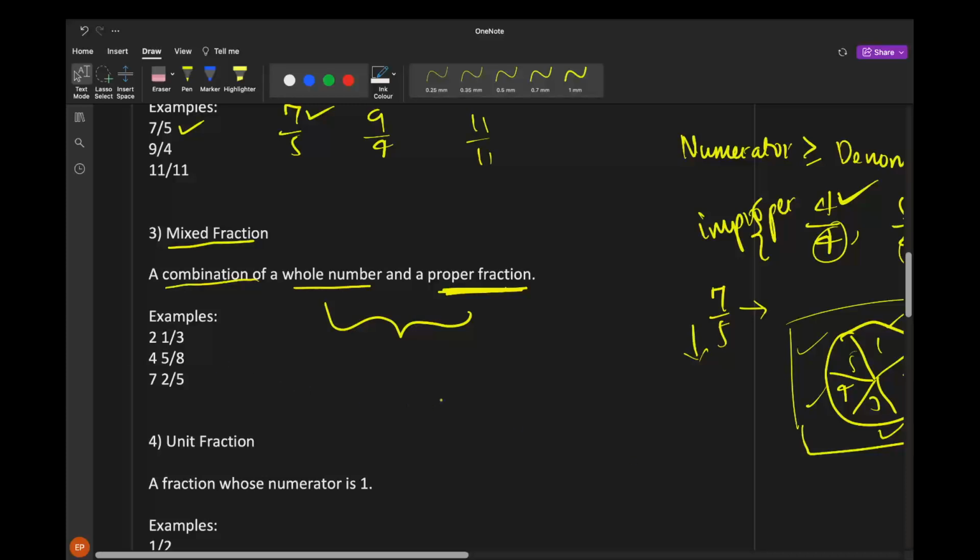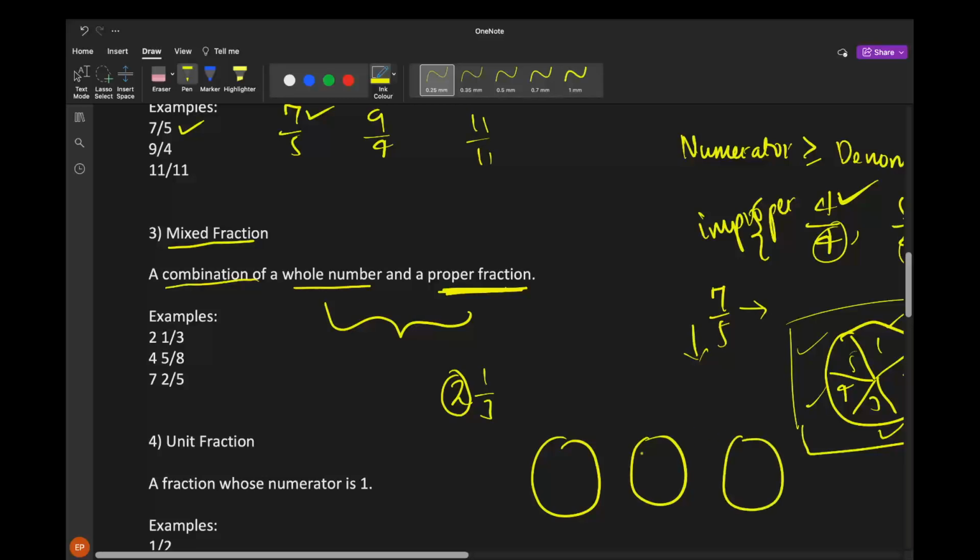Here you can see 2 1 by 3. This means 2 whole parts are there, and I am taking 1 part from the 3 parts. Basically there were 3 pizzas and I divided each pizza into 3 equal parts. Let me divide. And these are divided into 3 equal parts, right?